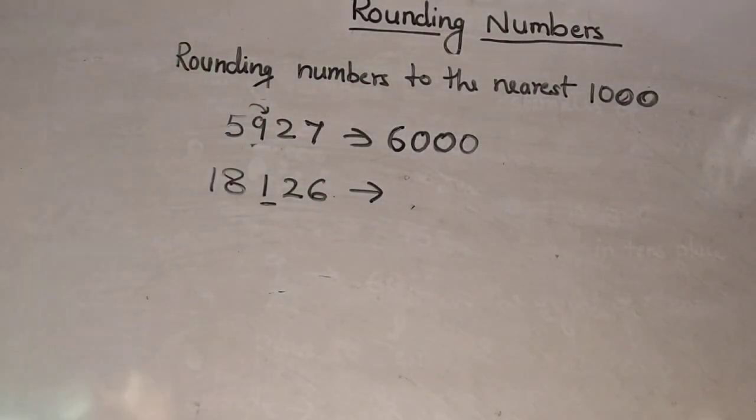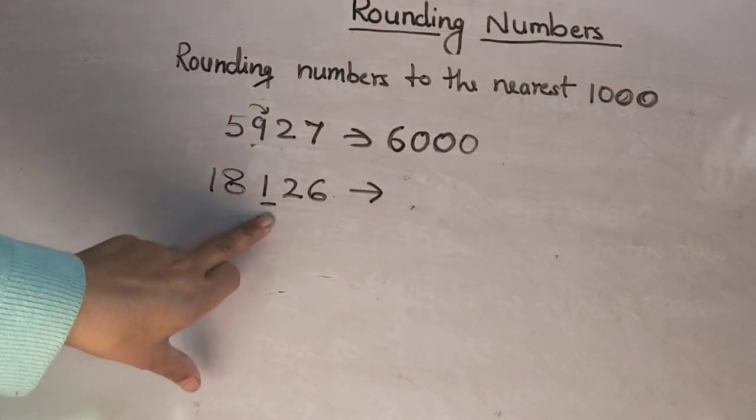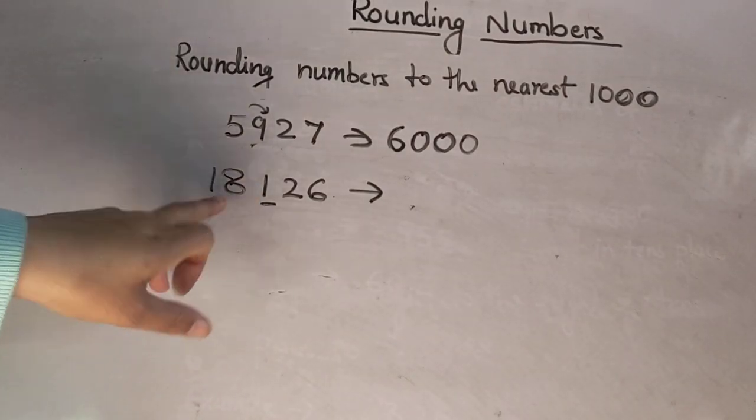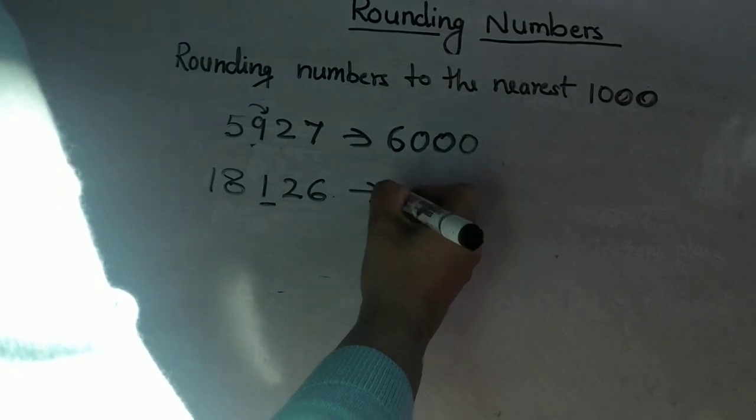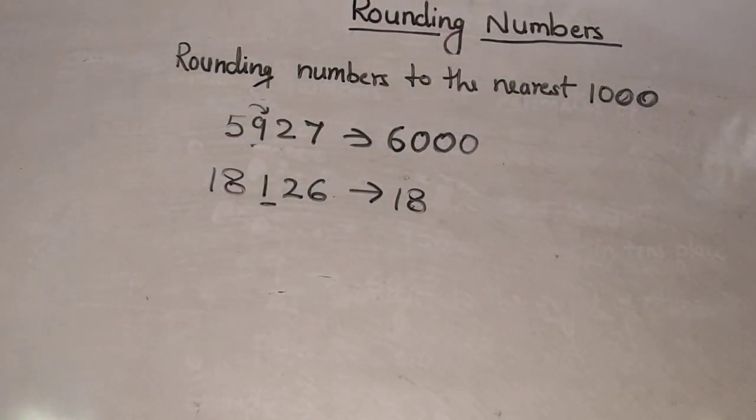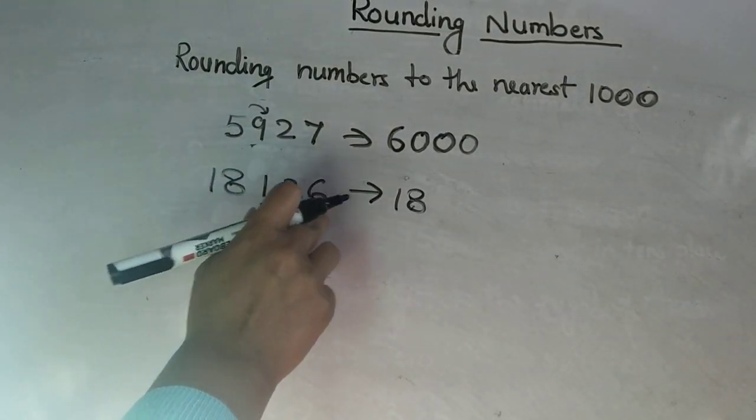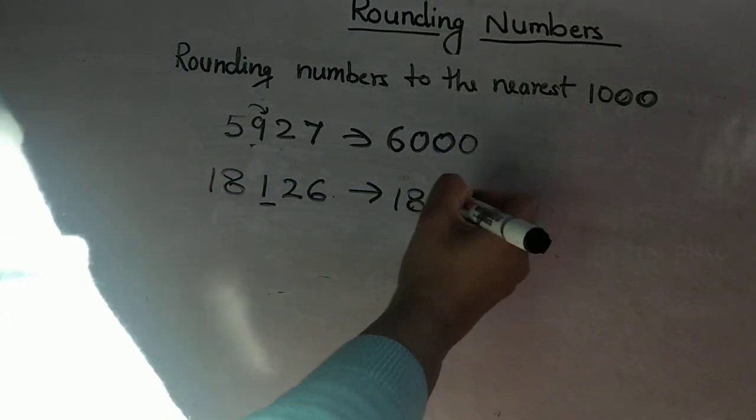The 100 place is smaller than 5. So we will not change the 1000 place. It will be as it is, and change all the digits to the right of the 1000 place to 0. 100, tens, ones will be 0.